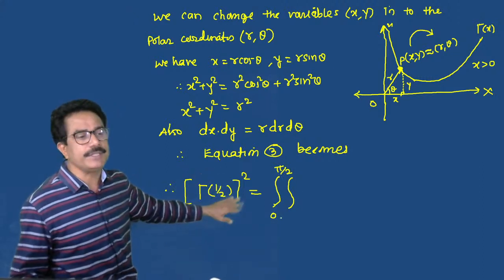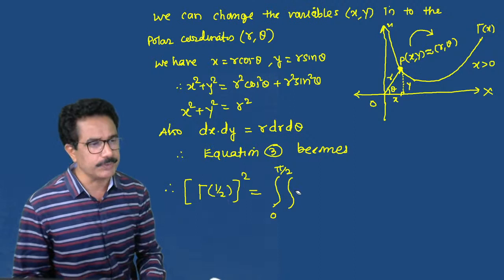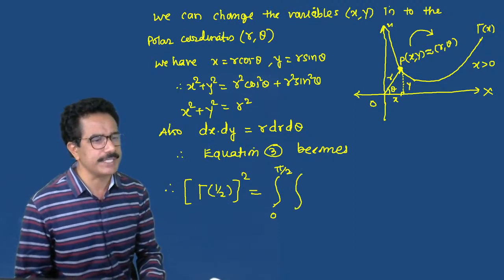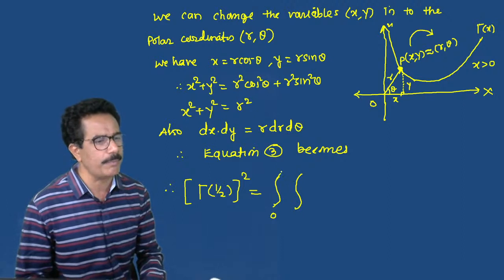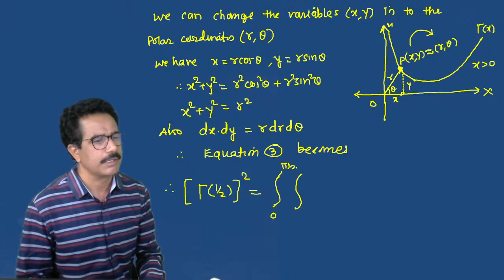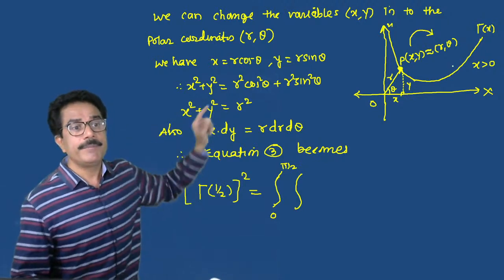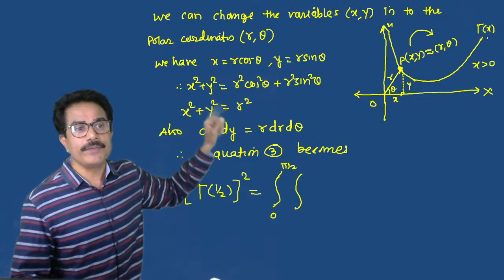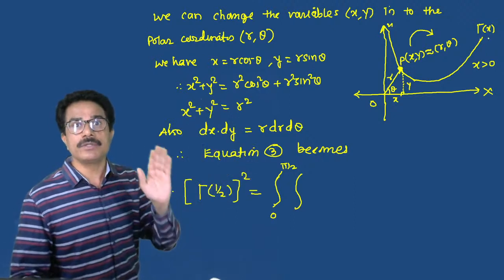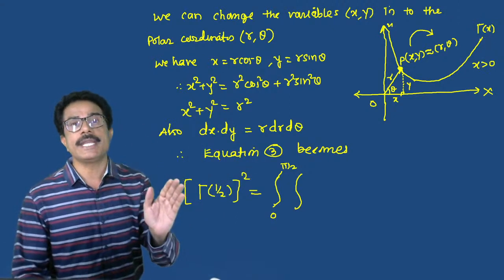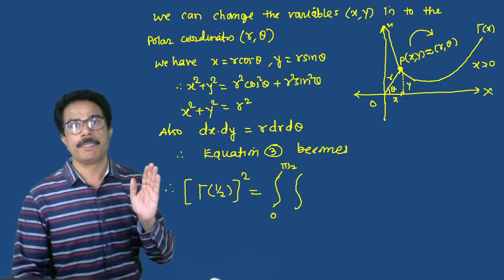Derivative of theta with respect to 0 to pi by 2. This is the limit of the first integral, which will be 0 to pi by 2. We can take theta here because, according to the definition of the gamma function, x is greater than 0. That means we can take x greater than 0.